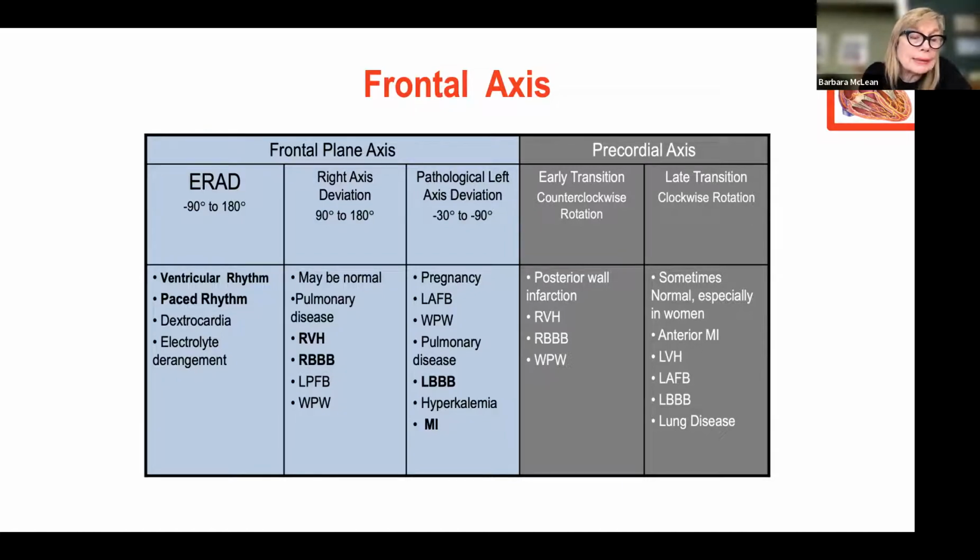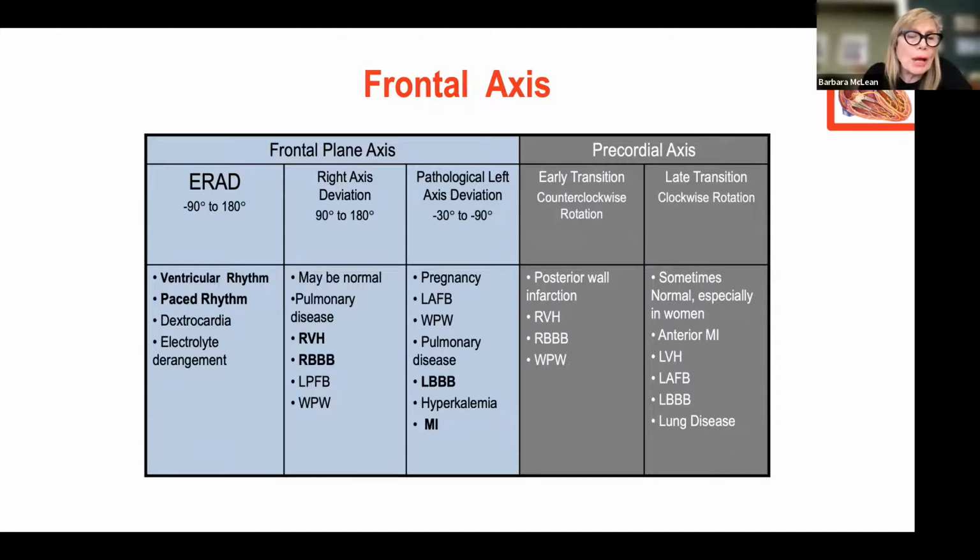And if you have a right axis deviation, you can't make a case for right ventricular hypertrophy, the patient has healthy lungs, his right ventricle looks good on echo or POCUS, and he doesn't have right bundle branch block, you can pretty much assume that he has blocked the fascicle on the posterior wall of the left ventricle.